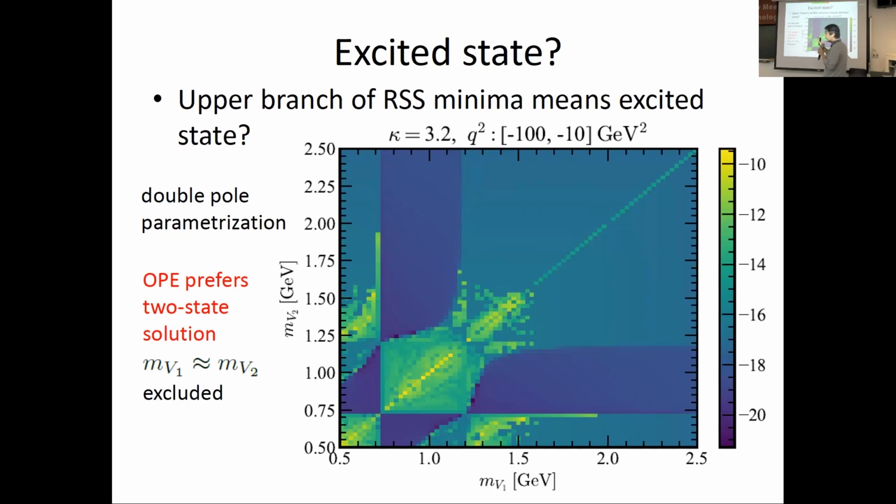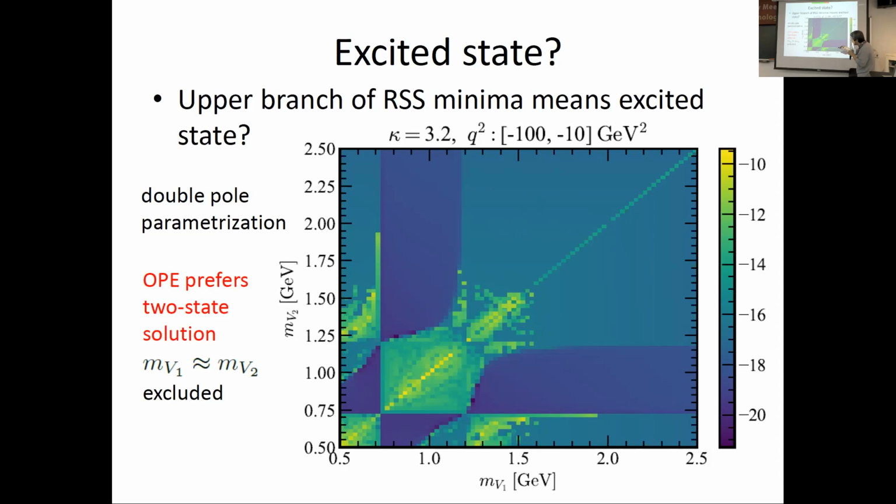But in order to prove that we really see the excited states, we use the double pole parametrization. We have NV1 and NV2, substitute the double pole parametrization into the hadron side, and analyze the RSS again. This is the projection onto the NV1 and NV2 plane. You see that the central region with NV1 equal to NV2 is excluded, so it means that the input OPE prefers a two-state solution.